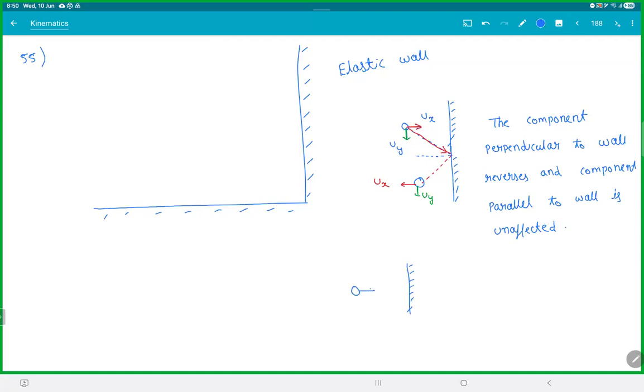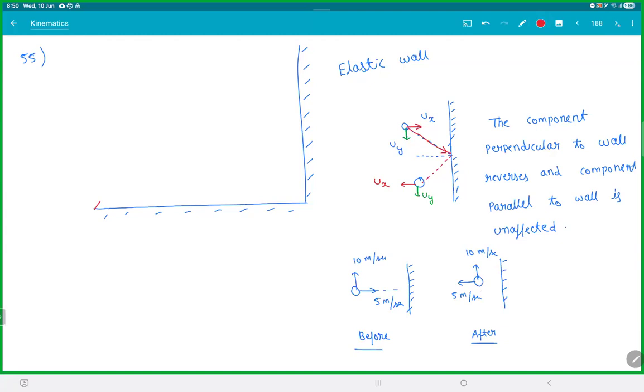Let's say we have a ball which is coming with 5 meter per second and 10 meter per second. So when this ball goes and collides here, after collision, the ball will continue to go up with 10 meter per second, but the velocity will reverse here, 5 meter per second backward. So this is before collision and this is after collision. I hope the idea is clear what happens with an elastic wall. That's a little story about an elastic wall. So whenever you hit an elastic wall, this is what happens.